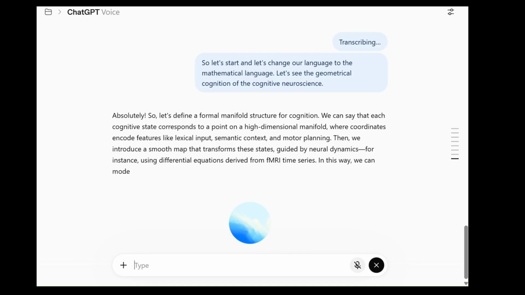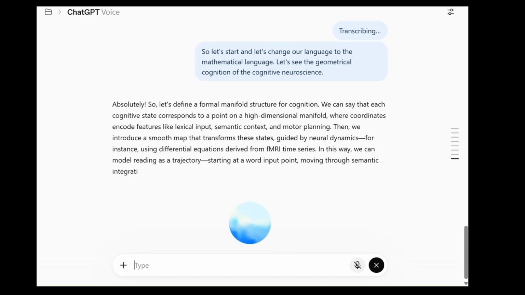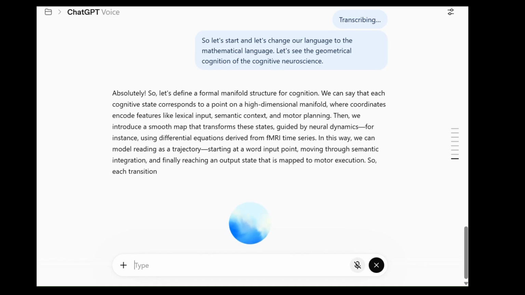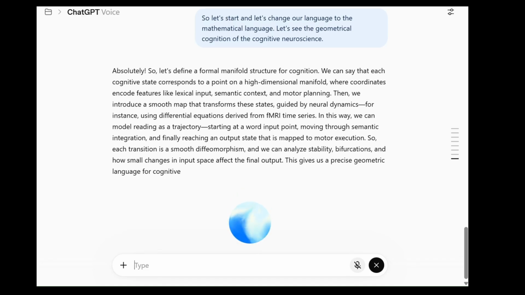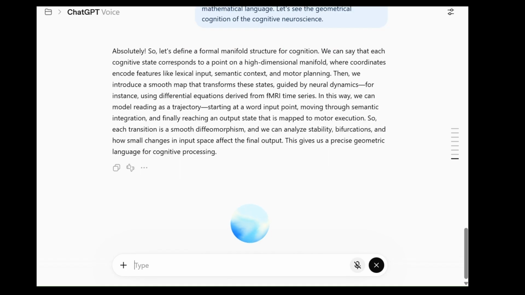from fMRI time series. In this way, we can model reading as a trajectory, starting at a word input point, moving through semantic integration, and finally reaching an output state that is mapped to motor execution. So each transition is a smooth diffeomorphism, and we can analyze stability, bifurcations, and how small changes in input space affect the final output. This gives us a precise geometric language for cognitive processing.